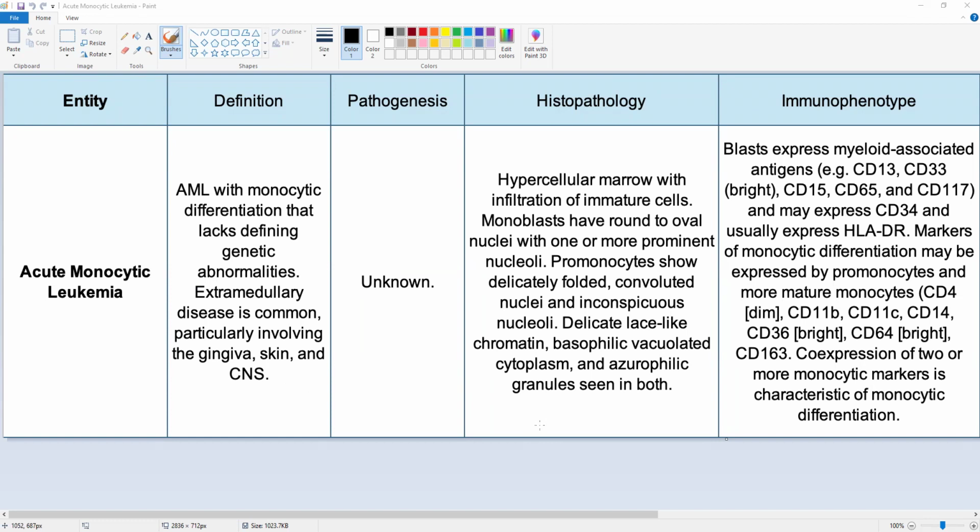Monoblasts have round to oval nuclei with one or more prominent nucleoli in the bone marrow aspirate smears. Promonocytes show delicately folded convoluted nuclei and inconspicuous nucleoli. However, differentiating promonocytes from monoblasts is not important when it comes to enumeration because promonocytes are considered blast equivalents. Delicate lace-like chromatin is seen in both monoblasts as well as promonocytes, and basophilic vacuolated cytoplasm and azurophilic blue granules can be seen in both.